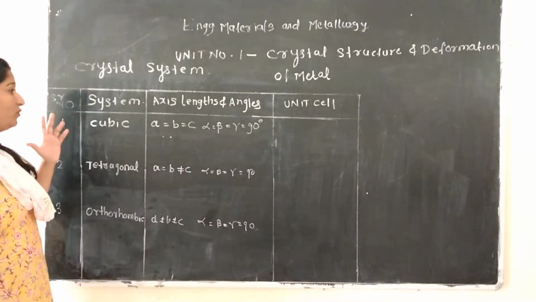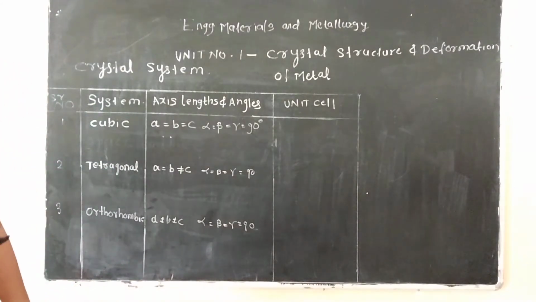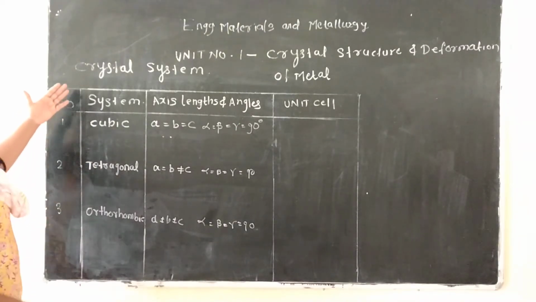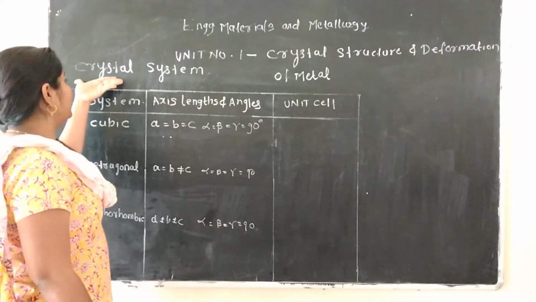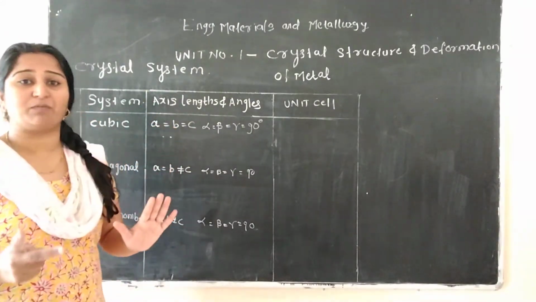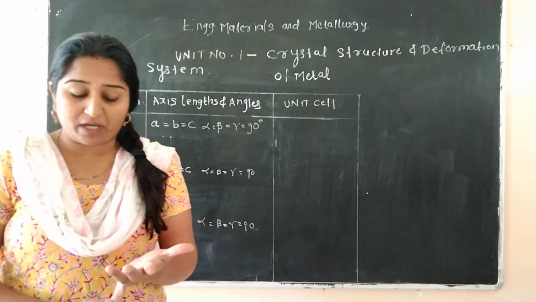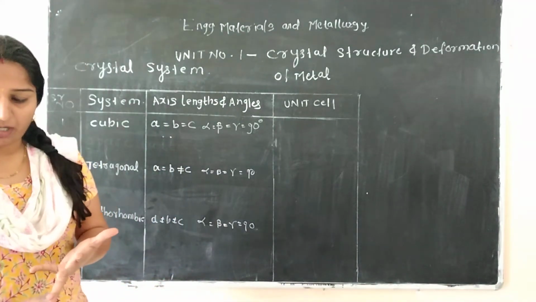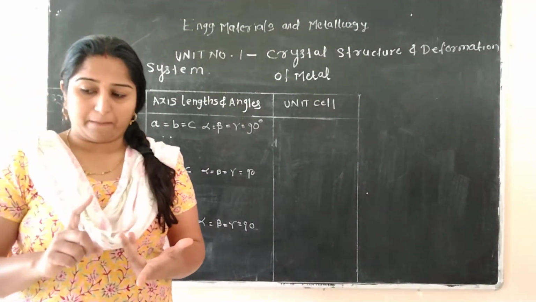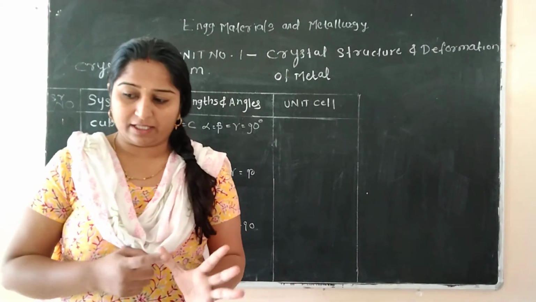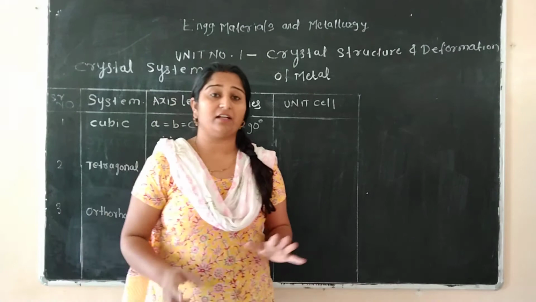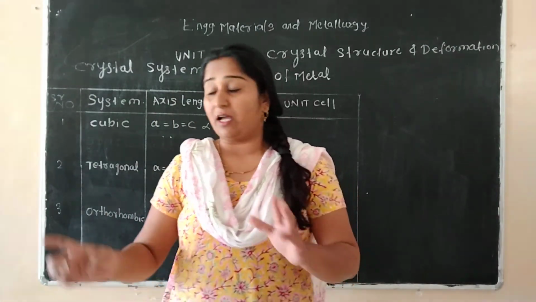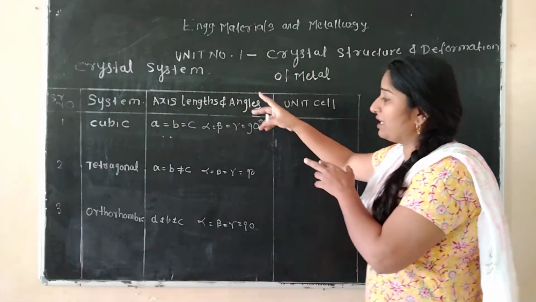See, in the previous topic we studied the unit cell. Now there are different types of crystal systems. Concentrate on the words crystal system. There are 7 types of crystal systems: cubic, tetragonal, orthorhombic, rhombohedral, hexagonal, monoclinic and triclinic. These are the 7 types of crystal systems.